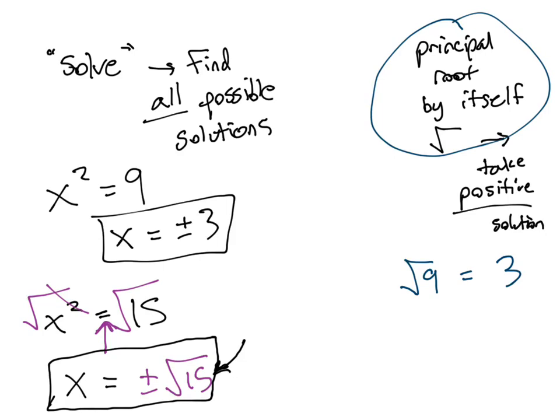Whereas if we didn't have an equation we're trying to solve, but just this number on its own, the square root of 15, that means just the positive square root of 15. Well, what about if we want to take the square root of a negative number, like negative 15? Stay tuned for that, and we'll check that out in another video.